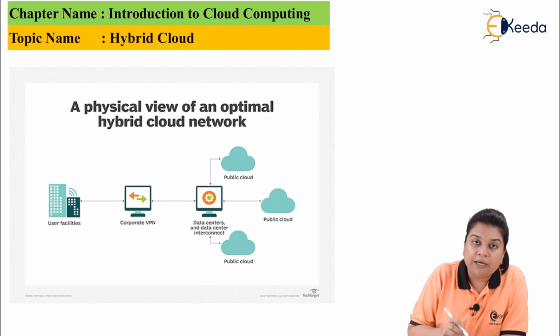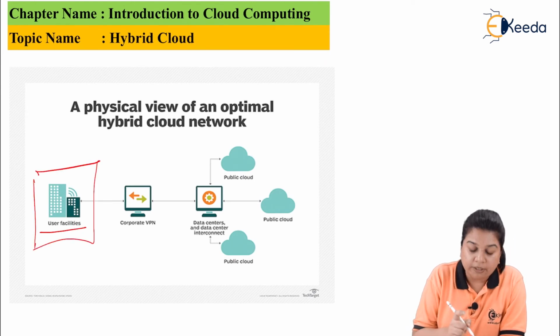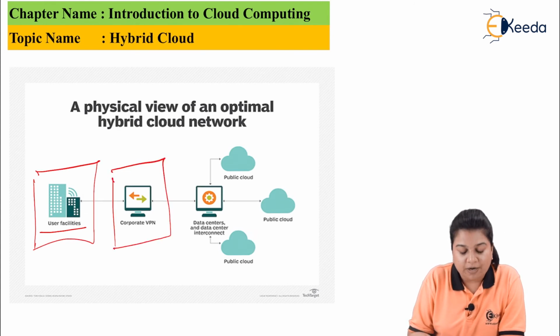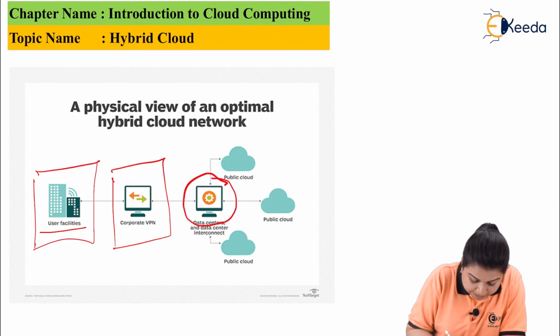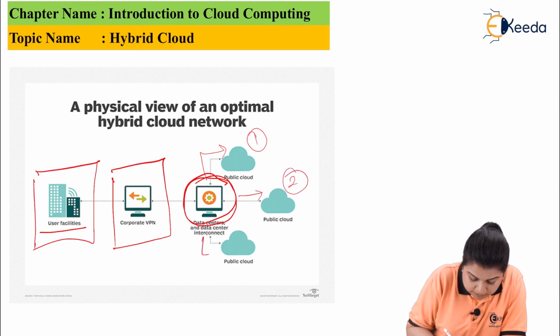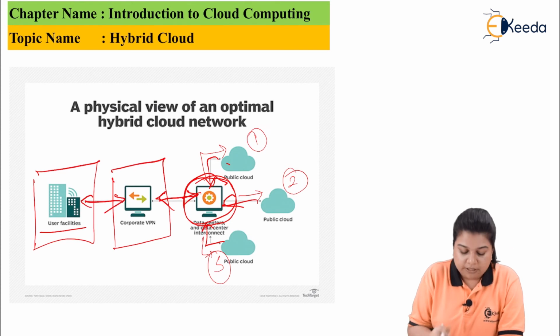Physical view of an optimal hybrid cloud network. See, these are the user facilities that are provided to a user. This is the corporate VPN, or we can say the corporate virtual private network. This is the data center. This is one public cloud, this is another public cloud, and this is the third public cloud. Now all these public clouds connect to this particular data center, and then with the help of this corporate VPN, they reach the users for the facilities.